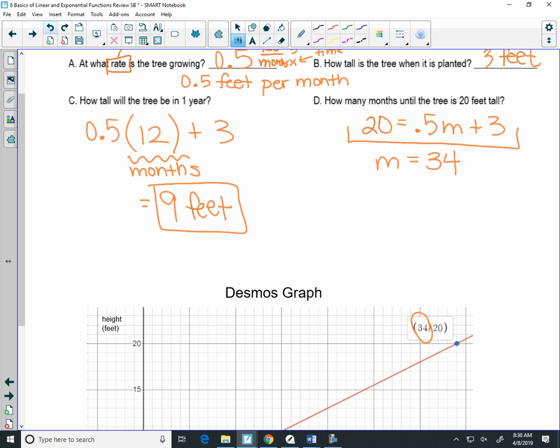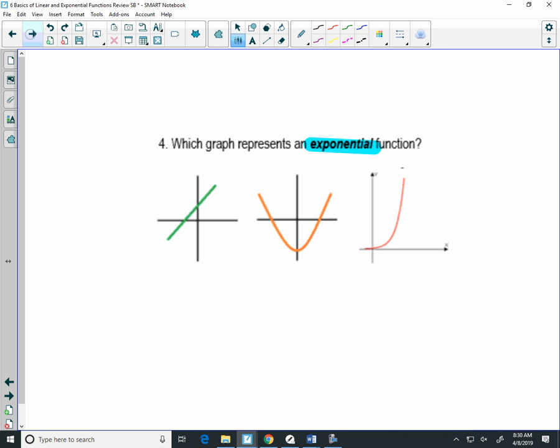So that's lines. A little bit of lines review. Now let's look at exponentials. Exponential functions are these curves. They can either increase or decrease. They do have a horizontal asymptote, which means they just have a line that they're flattening out at, but they do not touch or cross. That guy's an exponential.